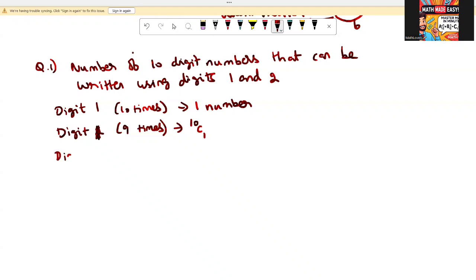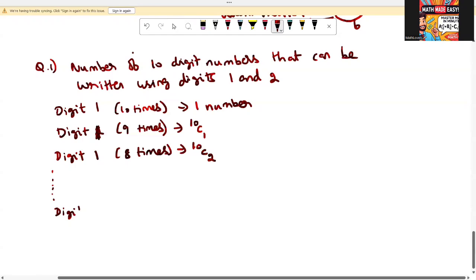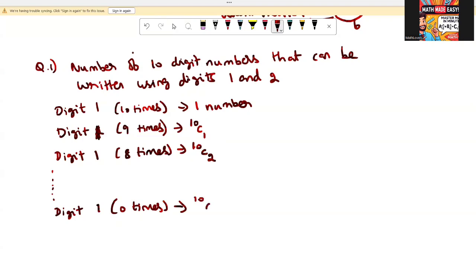So similarly, if digit 1 is going to be present 8 times, we can understand the remaining two digits have to be digit 2. It has to be present twice, so which two places we can write as 10C2. So like this, we can take it forward. Finally, digit 1 present 0 times means all the 10 places are filled by digit 2 itself. So that will be 10C10.